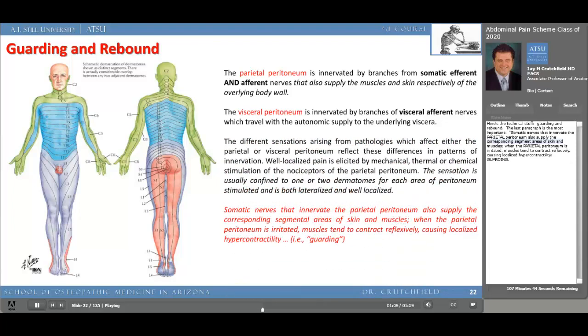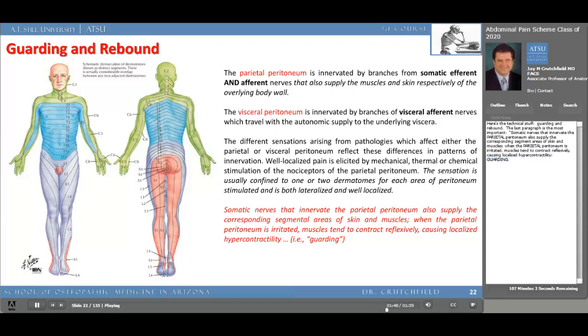Well-localized pain, for example, appendicitis, is elicited by mechanical, thermal, or chemical stimulation of the nociceptors of the parietal peritoneum. The sensation is usually confined to one or two dermatomes for each area of peritoneum stimulated and is both lateralized and well-localized. Go back and look at slide number 21, review slide number 22, and listen to this again so that you can clearly understand the innervation of the parietal peritoneum and of the visceral peritoneum.